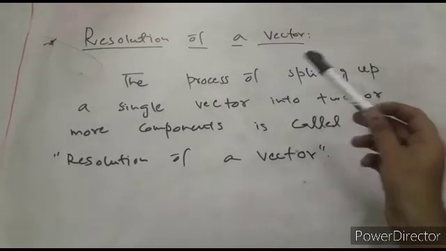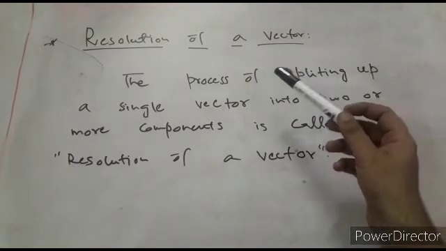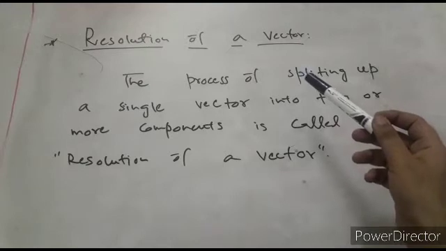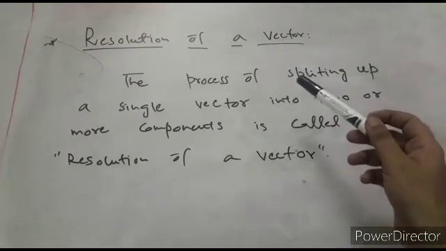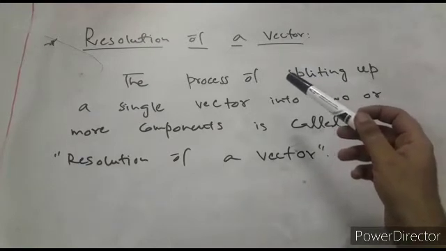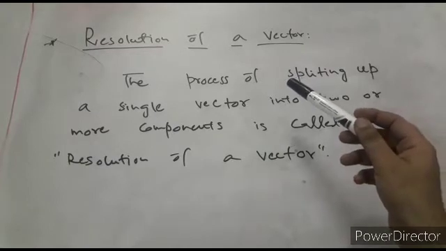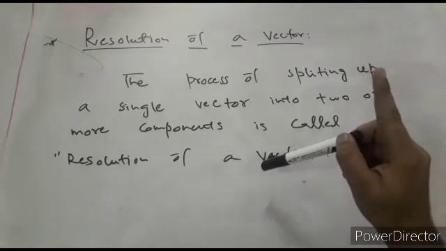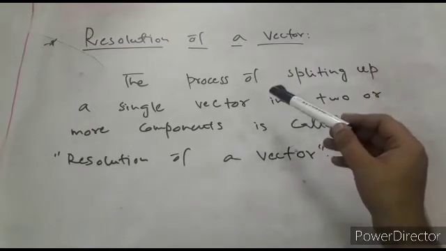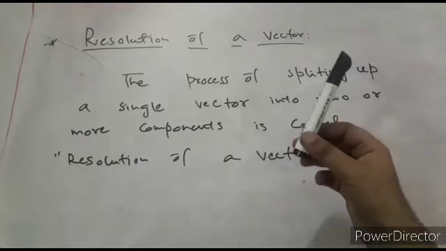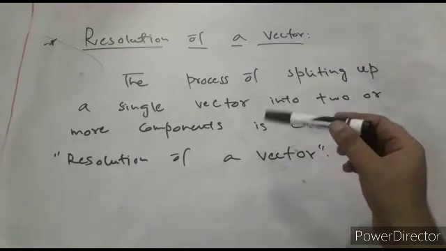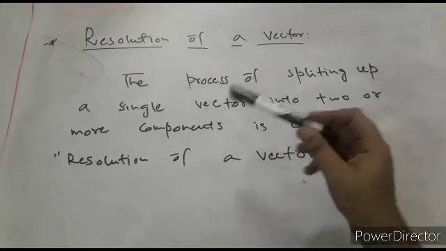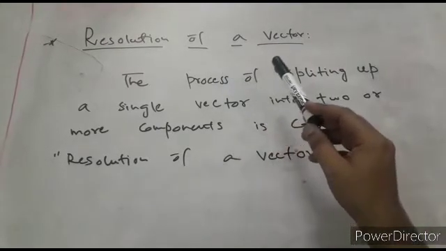Okay, so here we have the definition of the process of resolution of a vector. So what is the resolution of a vector? Let me explain a bit. In the previous topics we discussed the addition of vectors. When we added two or more vectors, we got a single vector which was called the resultant vector. Now this is the reverse of addition. If we split a single vector, we will get two or more smaller components of that vector, and this process is called resolution of a vector.